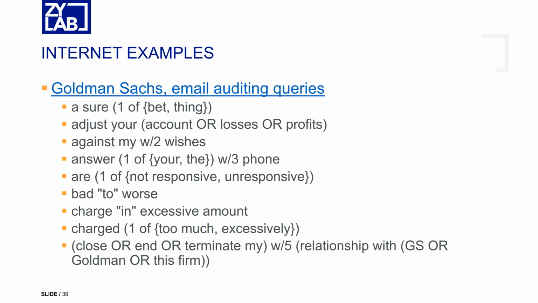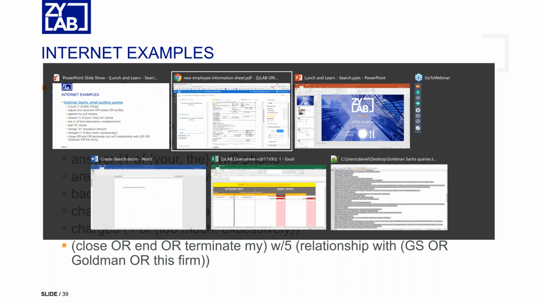Another thing which is interesting, I think, is that there's on the internet a lot of examples of data. There was an article published by someone that showed on what words and topics Goldman Sachs auditing department was searching in the email from the traders. Now there's a large list that you can view. What I did with this list, that I converted it to ZyLAB queries, which is not that difficult.